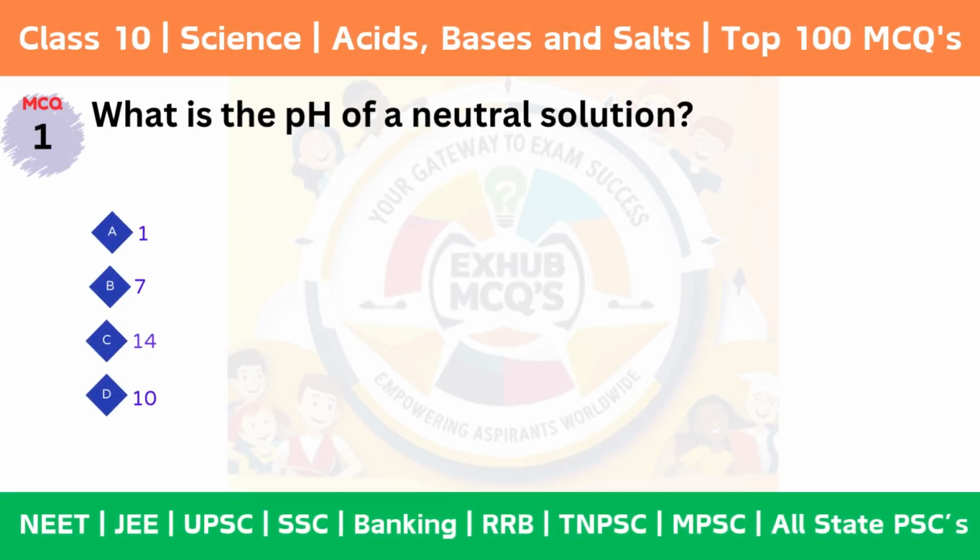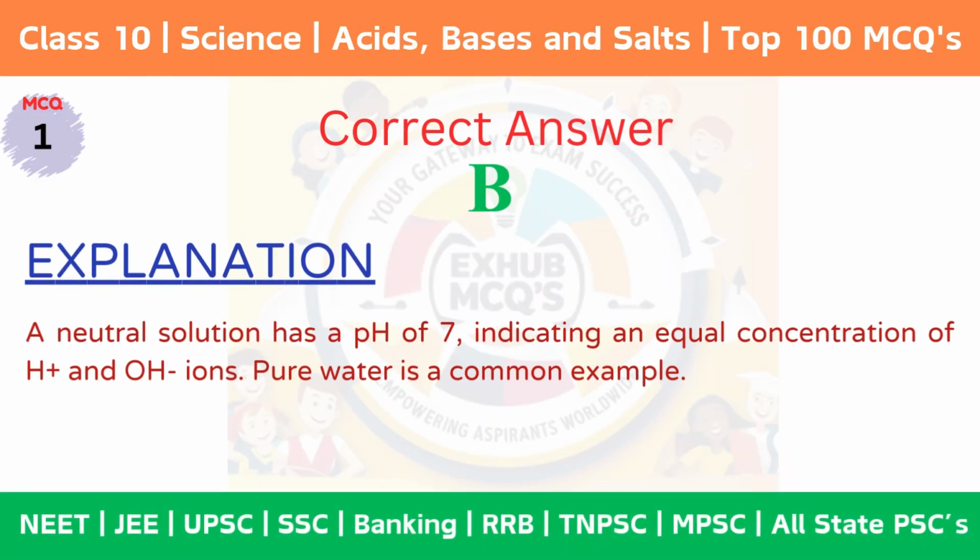MCQ 1. What is the pH of a neutral solution? Option A, 0. Option B, 7. Option C, 14. Option D, 10. The correct answer is option B, 7.